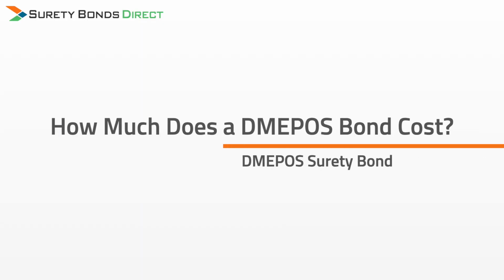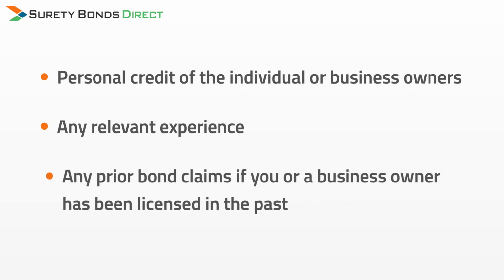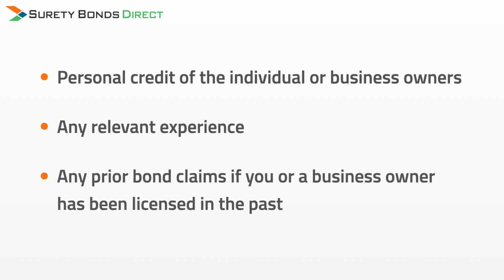So this brings us to, how much does a DMEPOS bond cost? The price of this bond is based on a rate quoted from a surety. The surety is just an insurance company that offers to underwrite surety bonds, and every surety is going to be a little bit different. They're going to do their own independent analysis of the applicant, typically looking at factors such as personal credit of the individual or business owners, any relevant experience, and any prior bond claims if you or a business owner has been licensed in the past. So again, based on these factors, the surety is going to quote a rate.